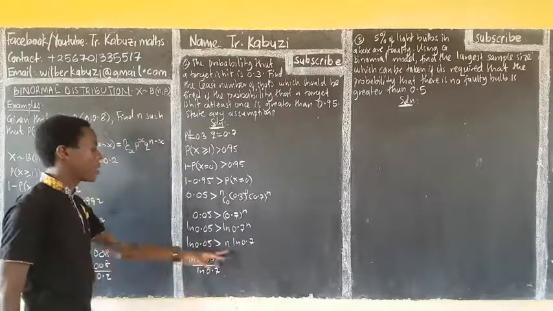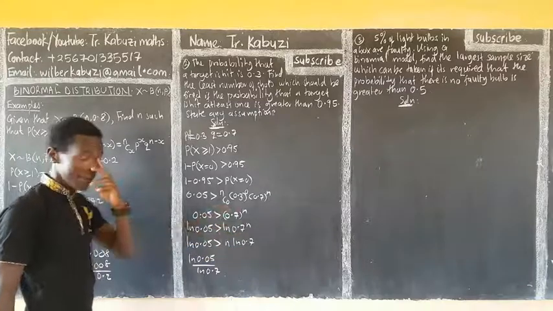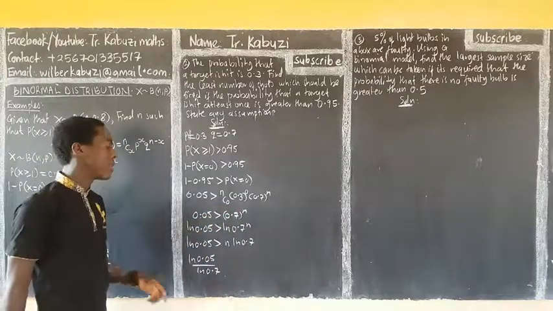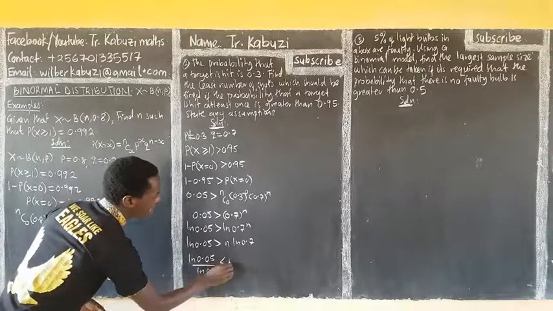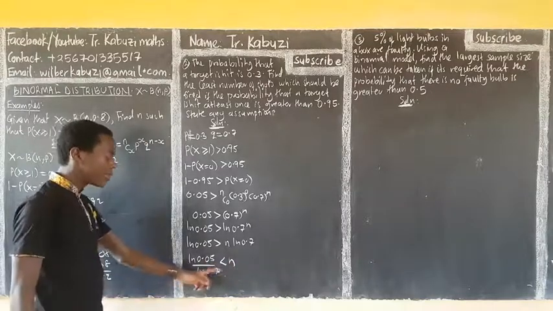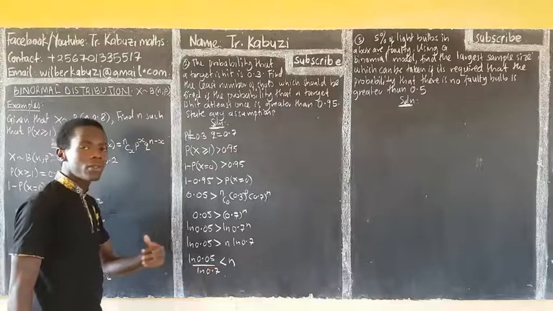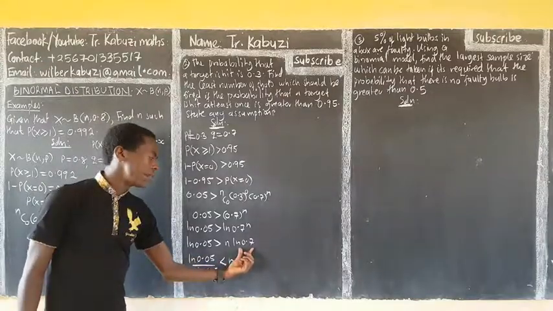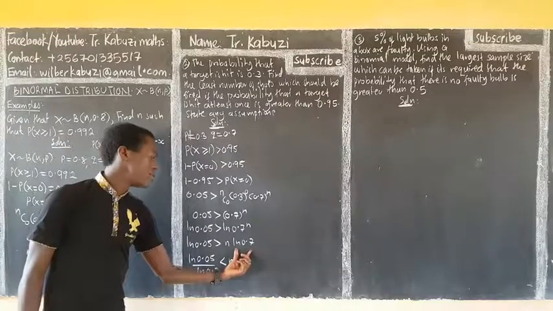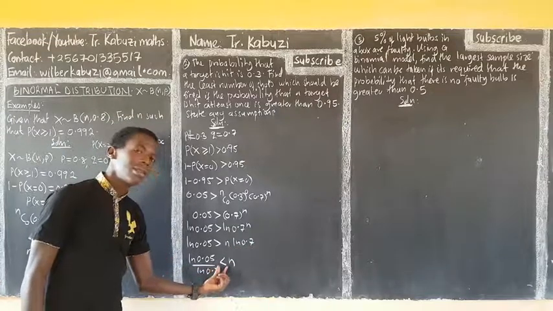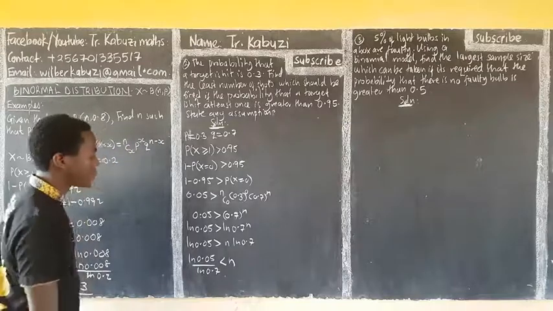Now, because when we press ln 0.7, it's negative. And remember, we said in inequality, if you divide through by a negative, the inequality sign changes. Why? Because this one is a negative. You try it. You place ln 0.7 and you are going to get a negative. So the whole of this is negative. So when you divide through, don't forget that the inequality sign will change.